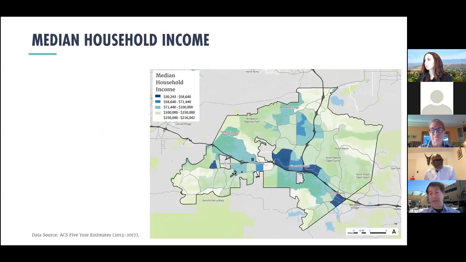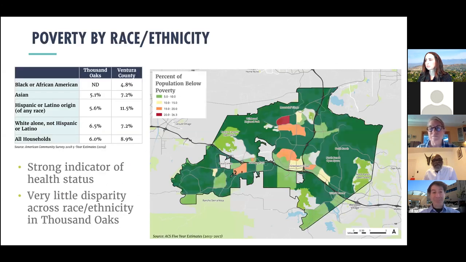This is a map of where that is. And so again, we're starting to see some of the same geographic areas that have a higher percentage of Latinos and a lower educational attainment level, and also have lower median household incomes.